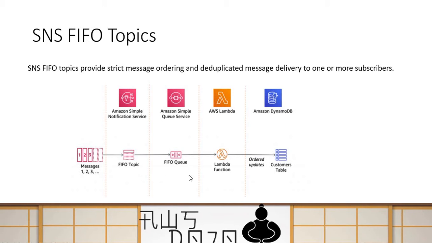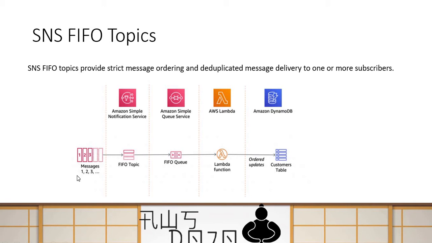The typical pattern when you're trying to build such a solution is that you will have a FIFO SNS topic, and then you can add a FIFO queue as a subscriber to the SNS topic. Then you can add a Lambda function, which is going to process your messages from the queue. Suppose in this case, the Lambda function is simply updating some order details into a customer table in DynamoDB, but this backend system could be anything.